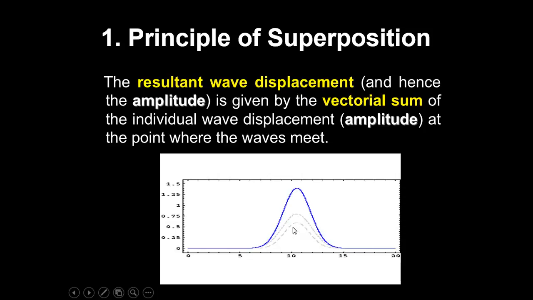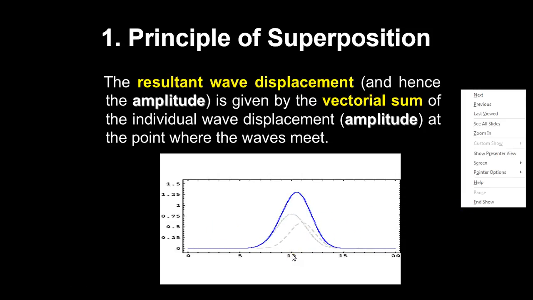So let's take a look at the animation here. I'm going to pause it. At this instant, at position 10, you can see that the displacement of one pulse is here, the second pulse is here. Using the principle of superposition, I add these two together, and I get the resultant displacement to be somewhere here. Likewise, you do it for all the positions where the two pulses overlap. Then you will get a resultant waveform like this, and this resultant waveform is obtained using the principle of superposition.